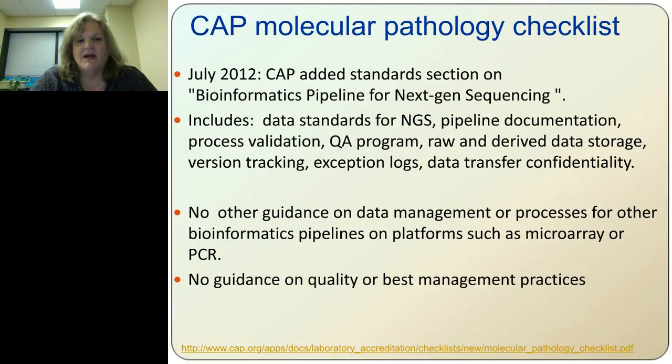So one of the accrediting bodies is the College of American Pathologists, and the CAP molecular pathology checklist is used for accreditation. They have a specific molecular pathology set of requirements for accreditation on top of CLIA. And recently, they've added a standard section on bioinformatics pipelines for next generation sequencing, which is really nice to see. It includes data analysis standards for NGS, pipeline documentation, process validation, quality control, and raw and derived data storage. I'll talk more about this later on.